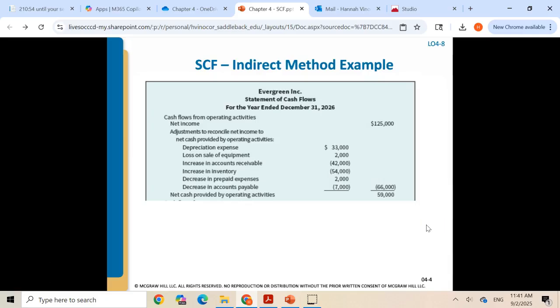First, I just want to show you a sample of the indirect and direct method statement of cash flows. Please keep in mind that the direct and indirect method only affects the operating activity section of the statement of cash flow. The investing and financing activities remain the same. In the indirect method, we start with our net income from our income statement and we make adjustments, all the non-cash adjustments that are included in the net income, and we back them out or add them in, depending on which way it goes, to get to our true cash provided by the operating activity.